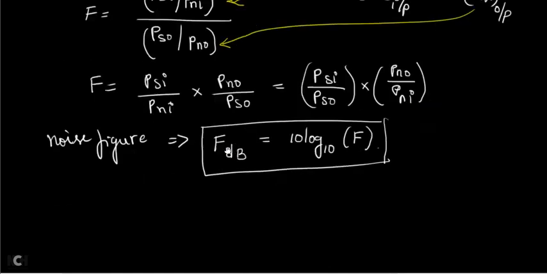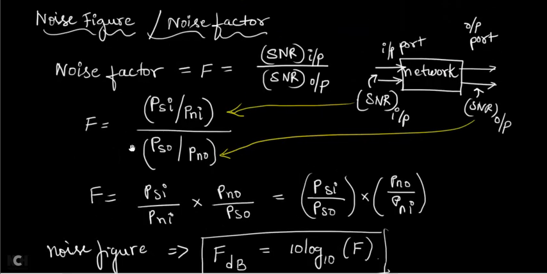Now what is the meaning of this noise figure? What is it used for? This noise figure is used to measure how much noise is added, how much noise is increased by your network. At the input side of the network there will be some amount of SNR, right? And at the output of the network there will be some amount of SNR. Whatever the input SNR is, the same input SNR will not come at the output of the network. Why? Because this network will add some more noise.